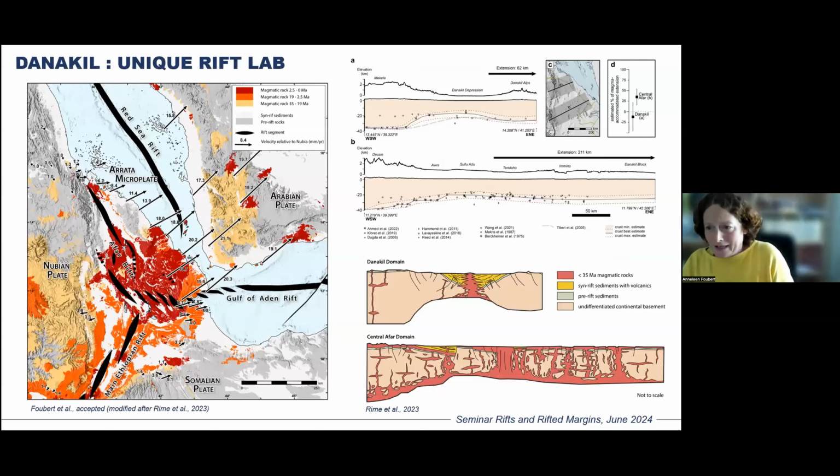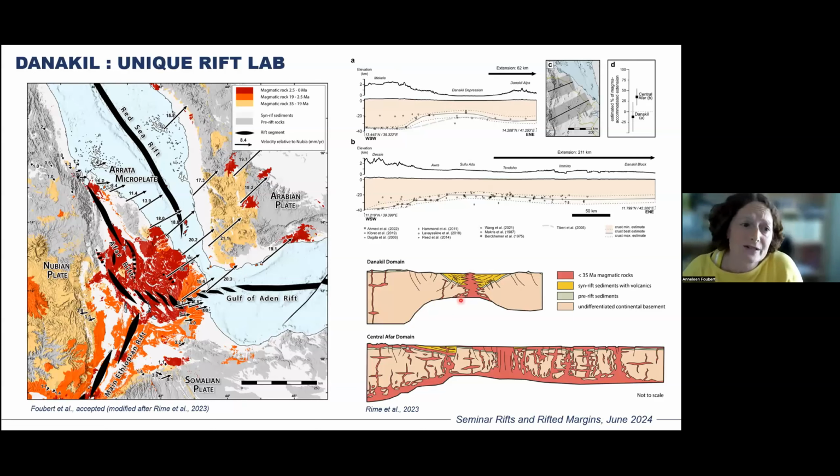In the Danakil Depression itself, the crust is relatively thin, certainly in the northern part, and here you see a profile where you see this highlighted thin crust. The crust is still continental and not yet oceanic crust. We have been making a model of this crustal structure, and you don't have a lot of magmatic addition to the crust.